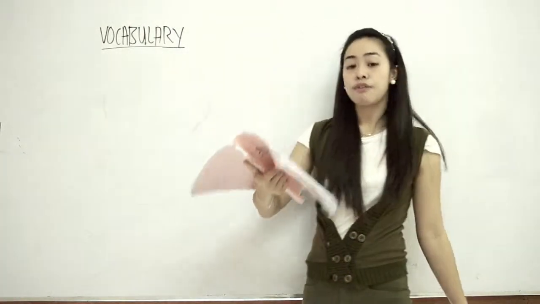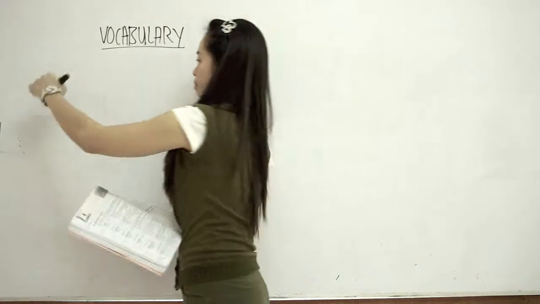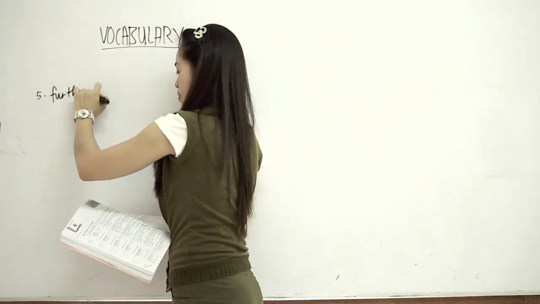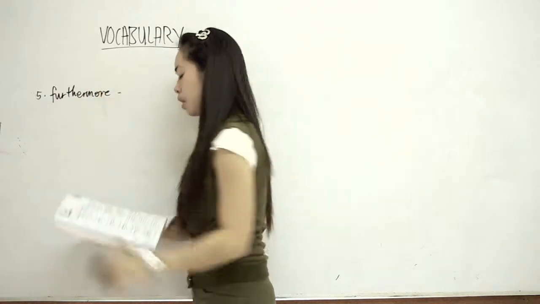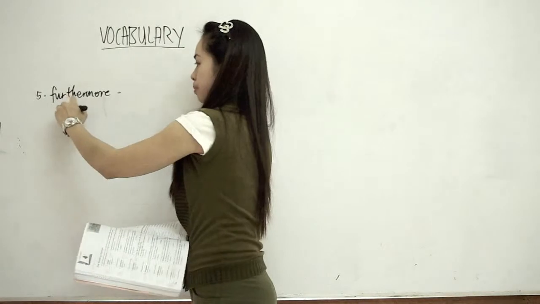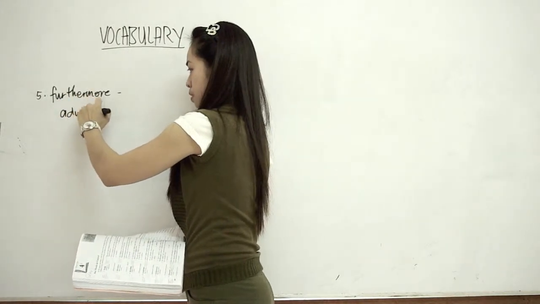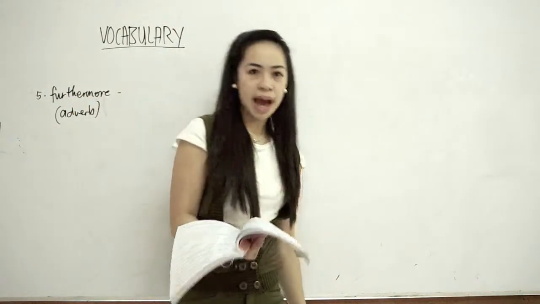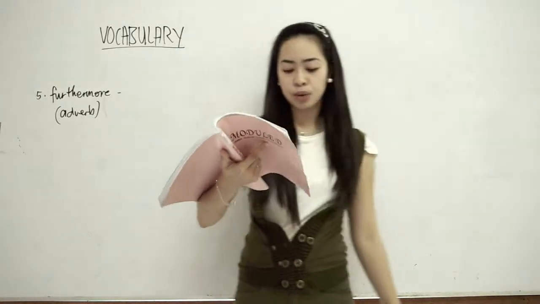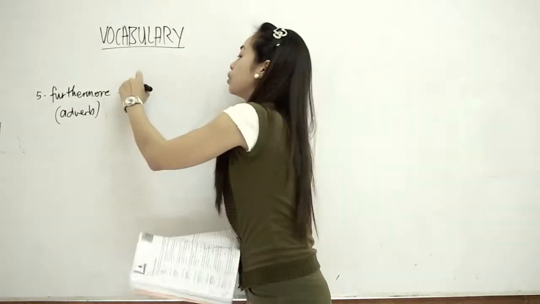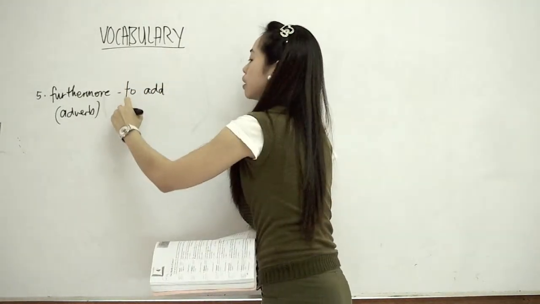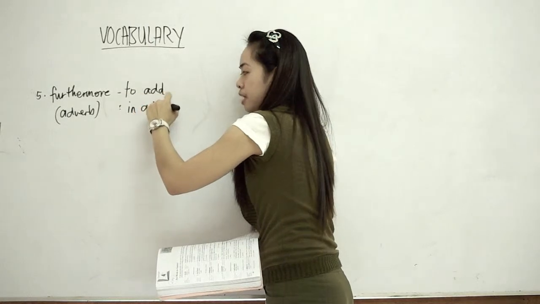Next, we have here "furthermore." Okay, so furthermore here acts as an adverb. When we say adverb, it modifies the verb. So furthermore means to simply add information. Another word is "in addition."